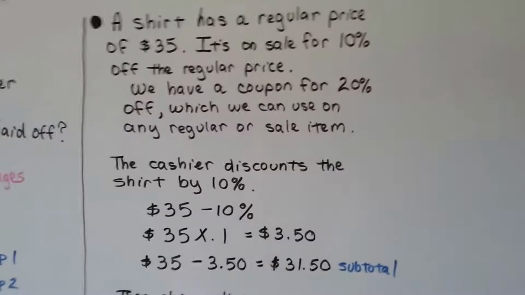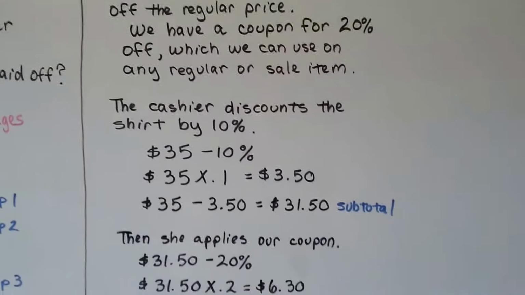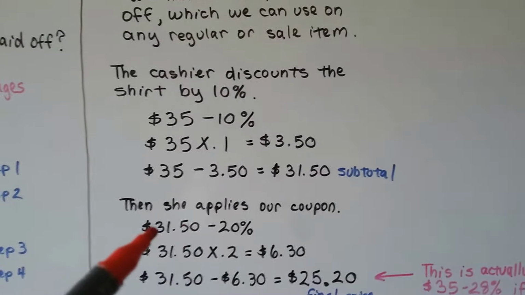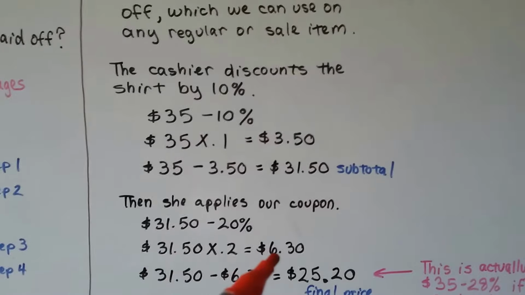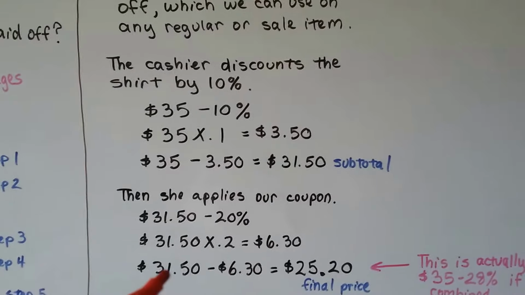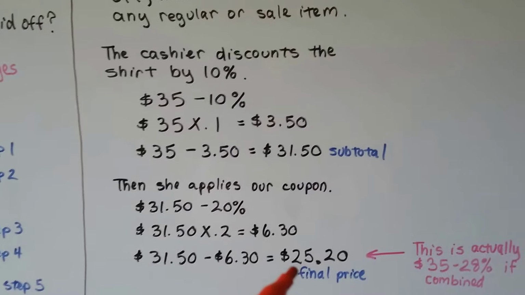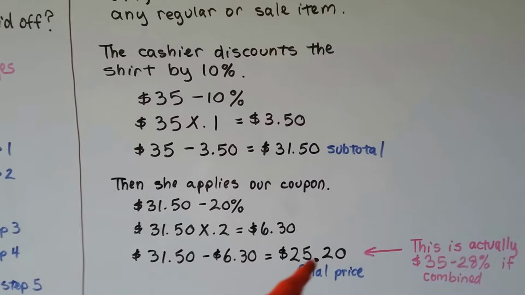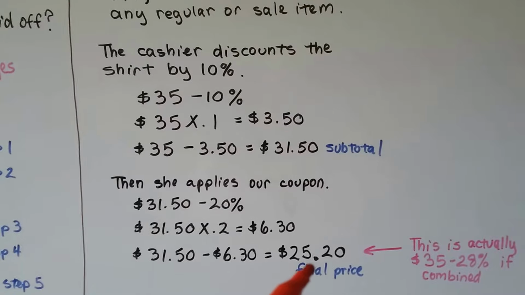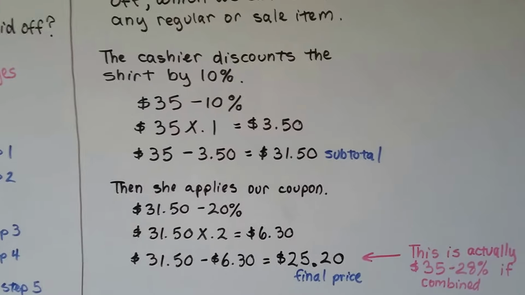Now she's going to apply our coupon, our 20% coupon. 20% of $31.50 is $6.30. We take that away from that subtotal, and we get $25.20 for a final price. Did you know that that's actually only 28% off of the $35?